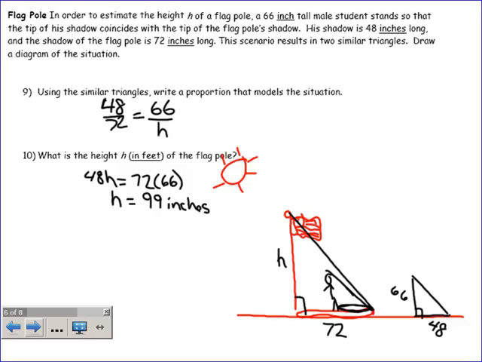Is that the answer? No. It definitely says in feet. So again, we know that there are 12 inches in a foot, so what we need to do then is just divide this by 12. So 99 divided by 12 gives us 8.25 feet. It's a very short flagpole of 8.25 feet. It would fit in this room, probably. Very close. I bet it would fit in here.